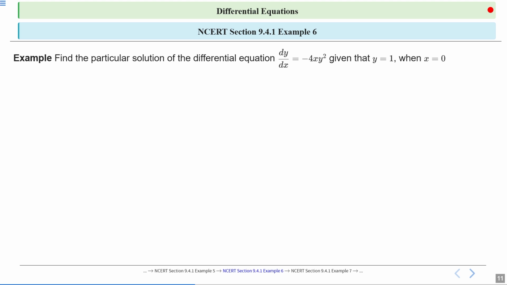By using that condition, we can calculate the particular value of c. So at first, find the general solution of the given differential equation using variable separable, and then we use the initial condition, that is when x equal to 0, y equal to 1, to calculate the value of c to get a particular solution. Okay, so just try.